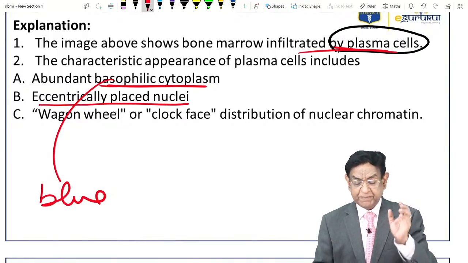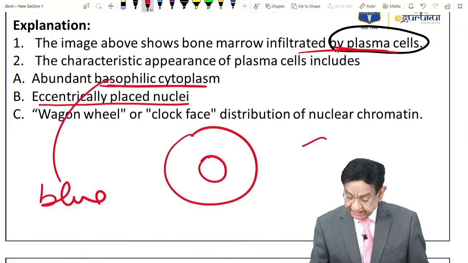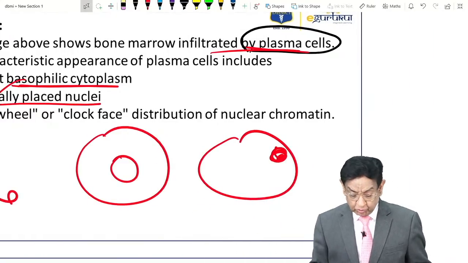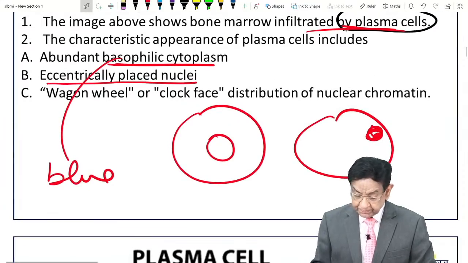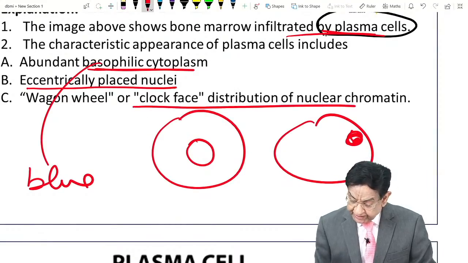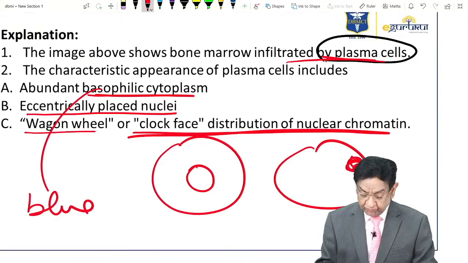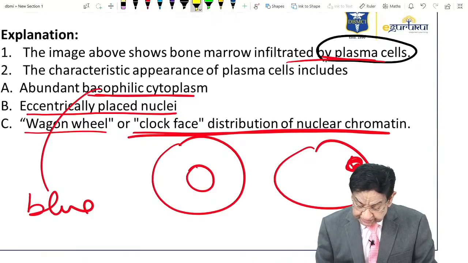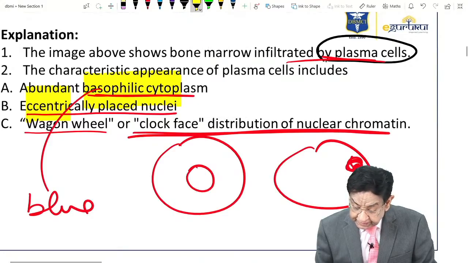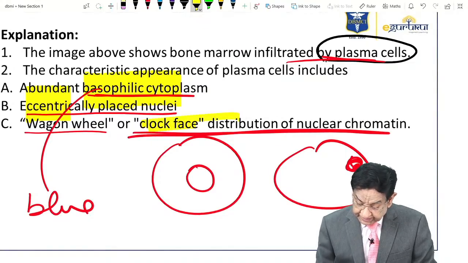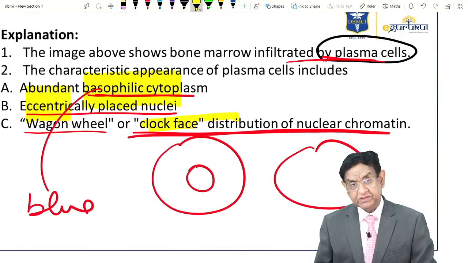Eccentrically placed nucleus. That means a normal nucleus is in the center. Here you are going to expect the nucleus at one corner. So-called eccentric type of picture we get. But one point which is there in all the exams throughout the world is the clock face distribution of nuclear chromatin, so-called wagon wheel. So the keywords to be remembered in this particular slide are basophilic cytoplasm, eccentrically placed nucleus, and clock face or wagon wheel appearance of the nuclear material.